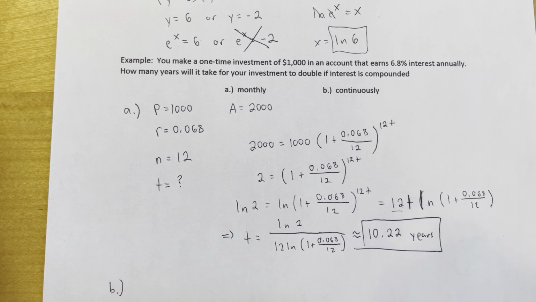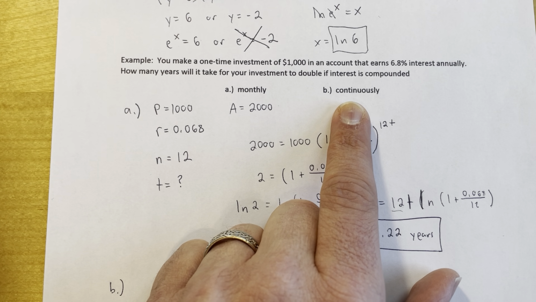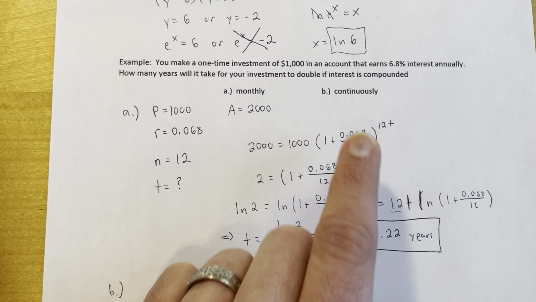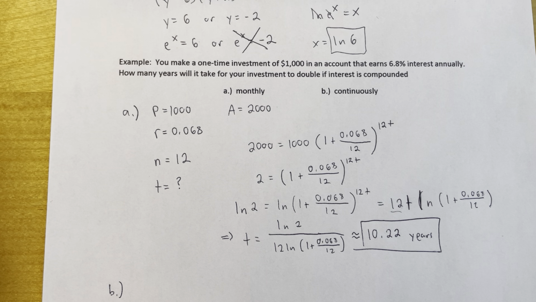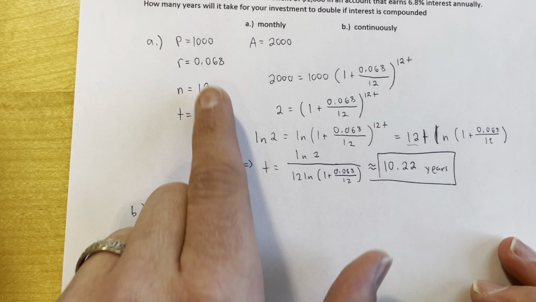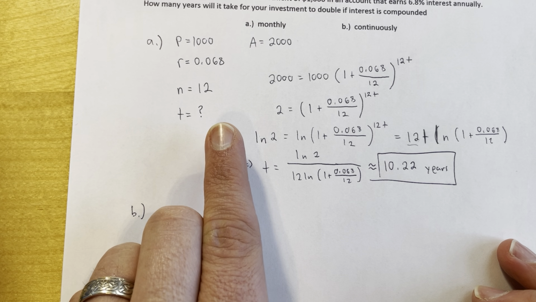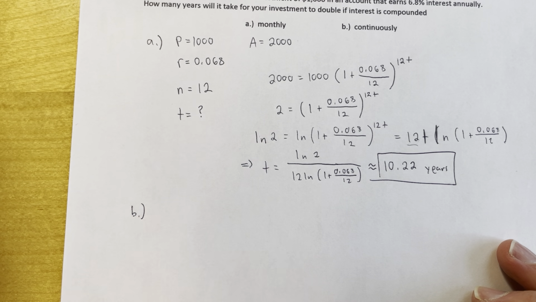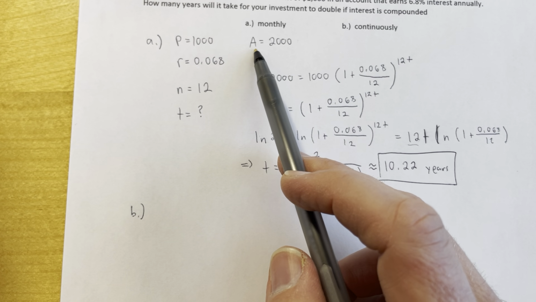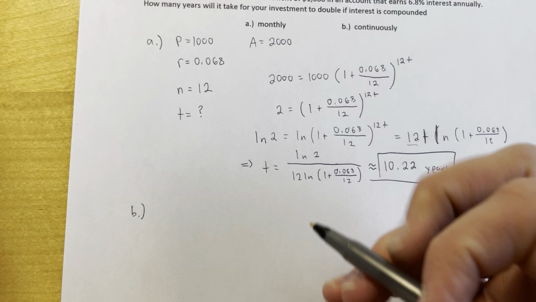Let's look at part B. Same information, the only difference is that we're compounding interest continuously. That's where I use that P e to the rt formula. So I have the same principal, the same rate, we're still looking for t. So I'm not going to rewrite this information. It's the same. We're also looking to double our investment, so A is still equal to 2,000.